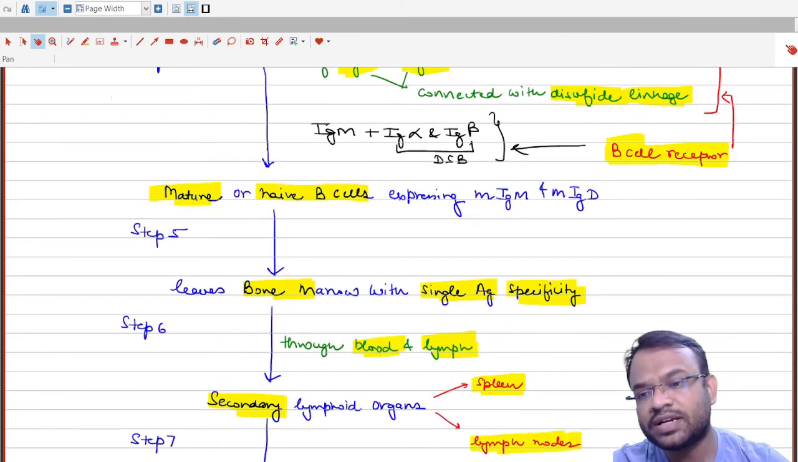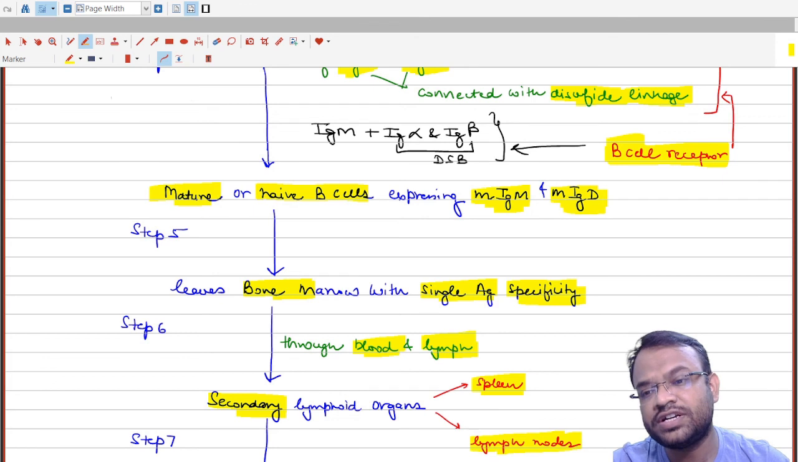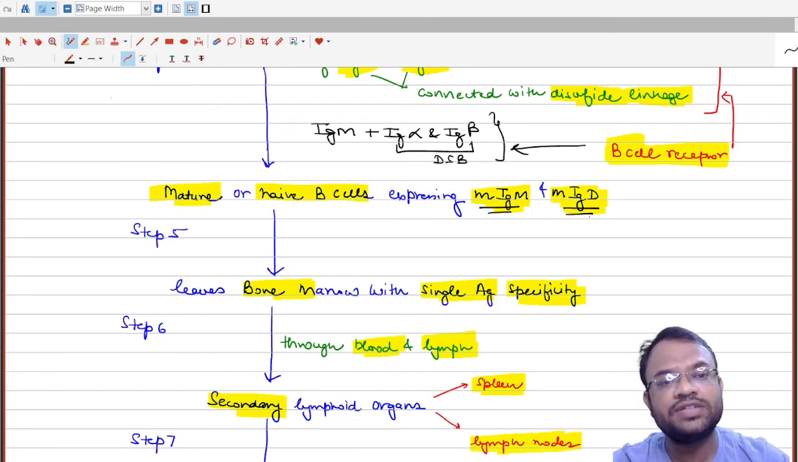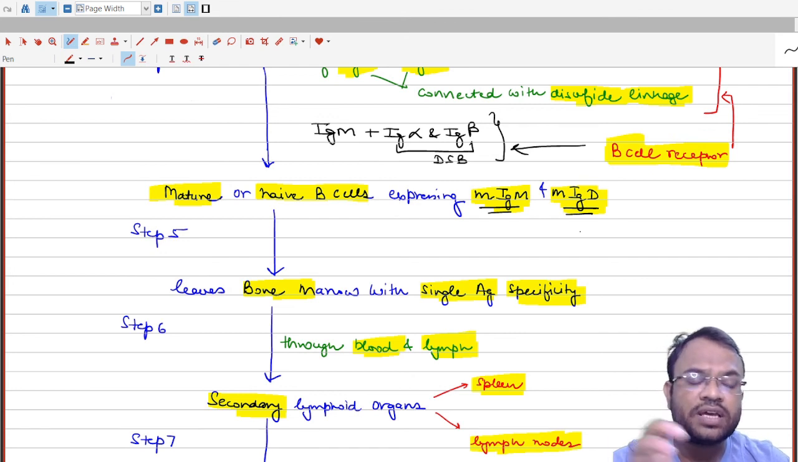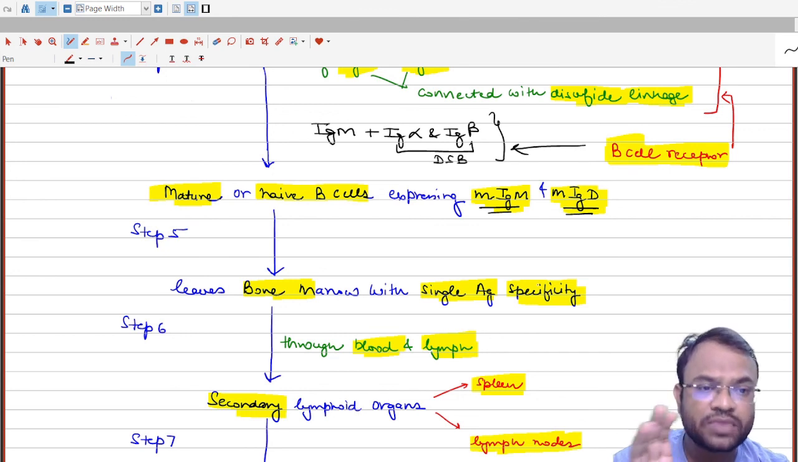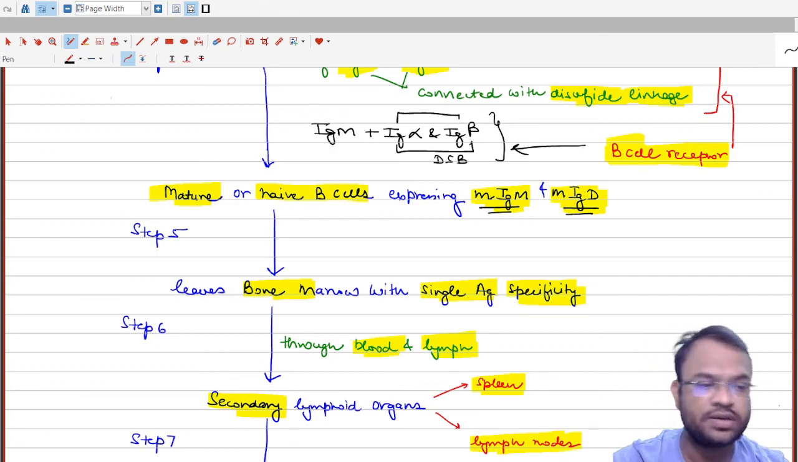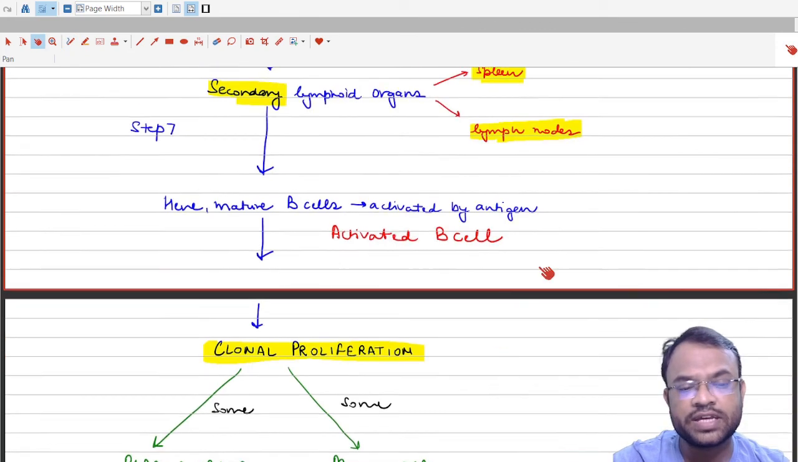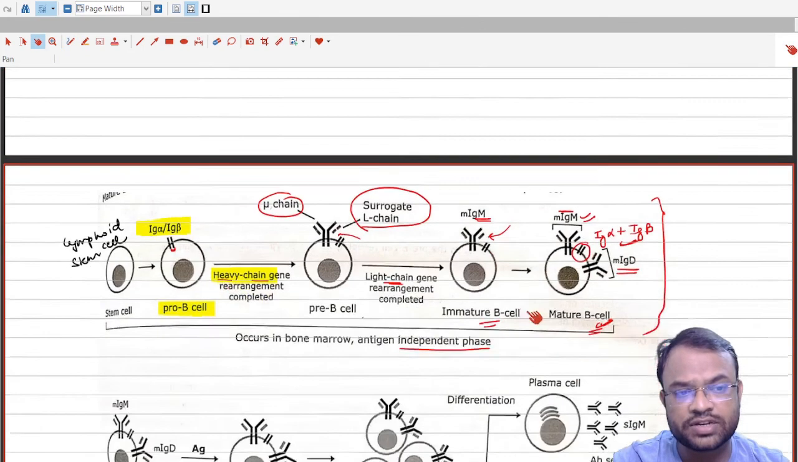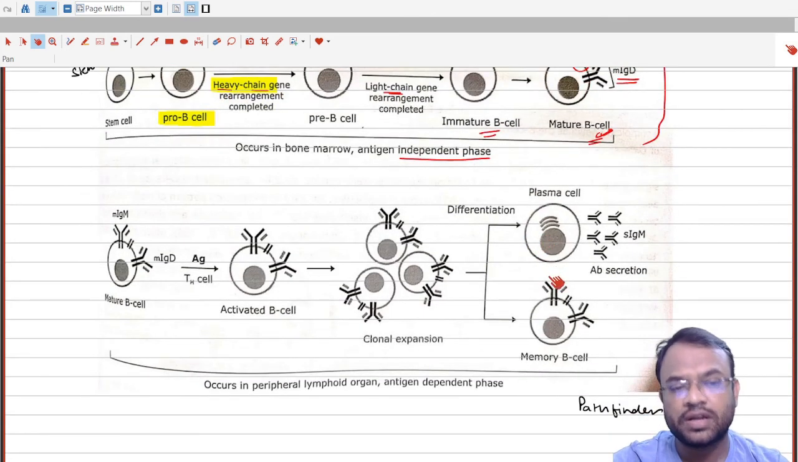One more important thing that I missed out was that mature B cells are the cells that have membrane IgM and membrane IgD. Remember that both of these IgM and IgD are present, and they in turn form the B cell receptors. IgM is present, IgD is present, and Ig alpha and Ig beta are also present. I believe this made things clear. I would lastly show you the diagrammatic representation again. I believe this would be clear to you.